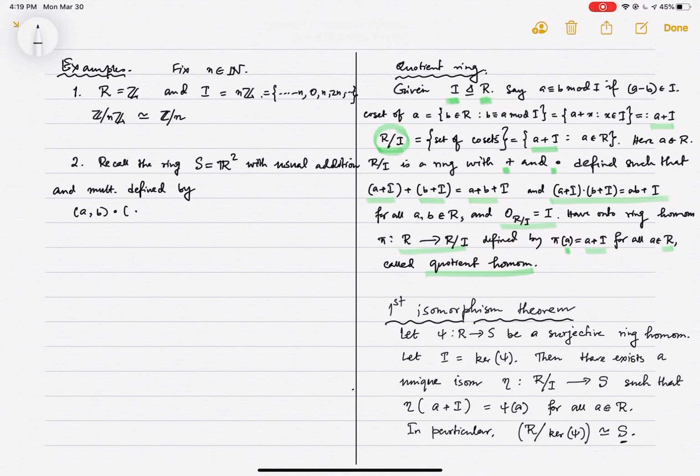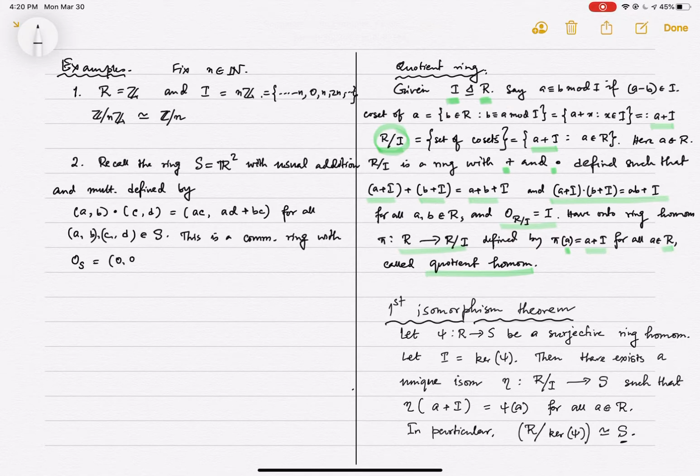this formula. If you give me two elements of S, so they look like (A, B) and (C, D), where A, B, C, D are real numbers, then to multiply them, you multiply the first components, and on the second component you do AD plus BC. And this is for all A, B, C, D in R, or I could say for all pairs in S. And we verified that this is a ring, in fact a commutative ring, with 0 being the element (0, 0), and it has identity. The 1 is the element (1, 0).